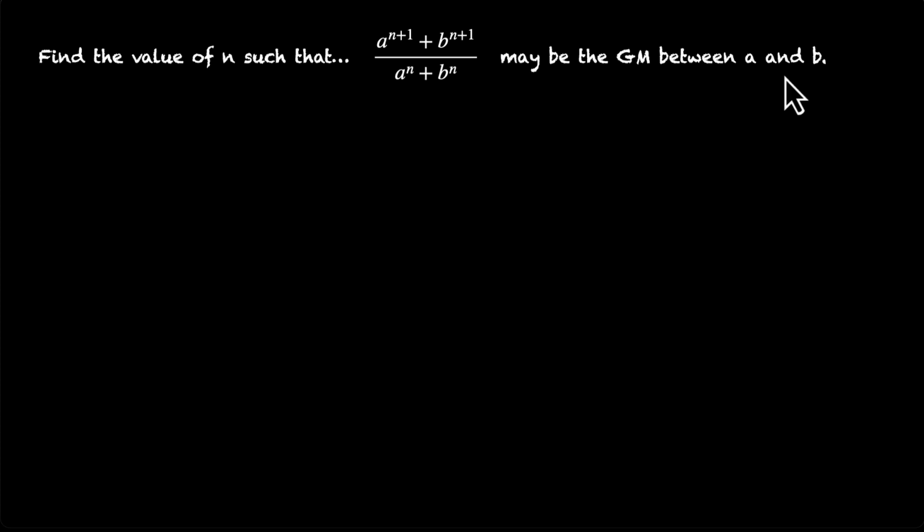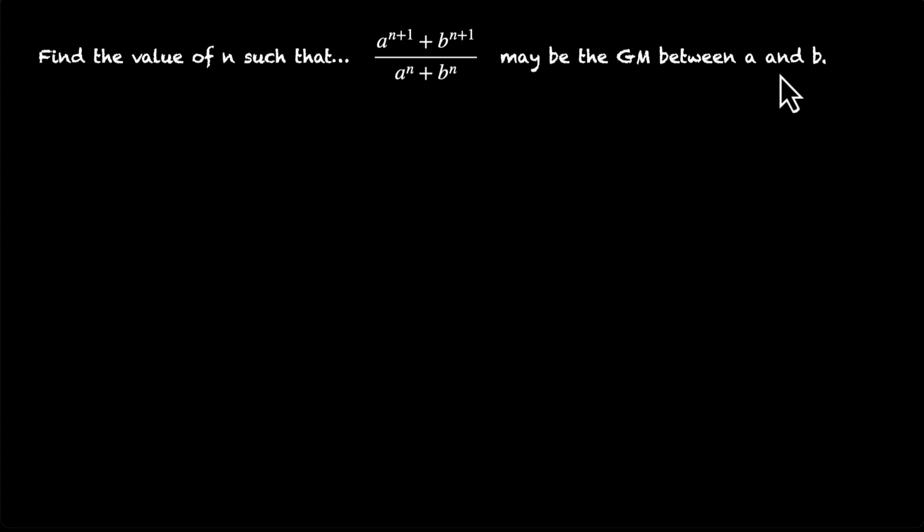So they're saying there are two numbers a and b and we don't know these numbers. And we need to find the value of n such that this term becomes the geometric mean between these two numbers. Okay, we want to give this a shot. Pause the video, try it on your own. Okay, so let's do this together.